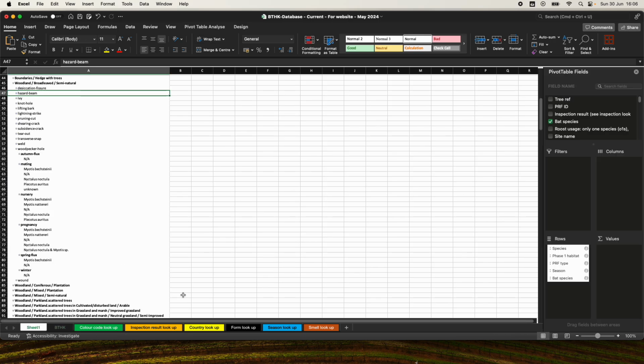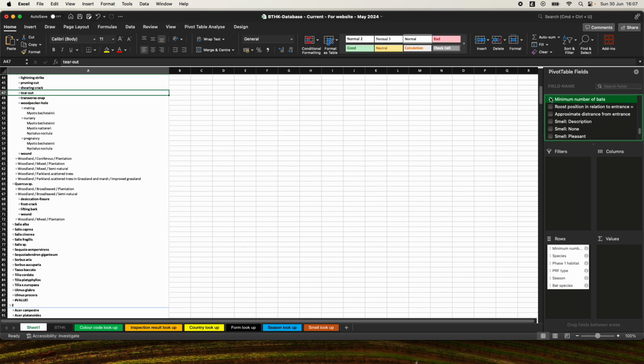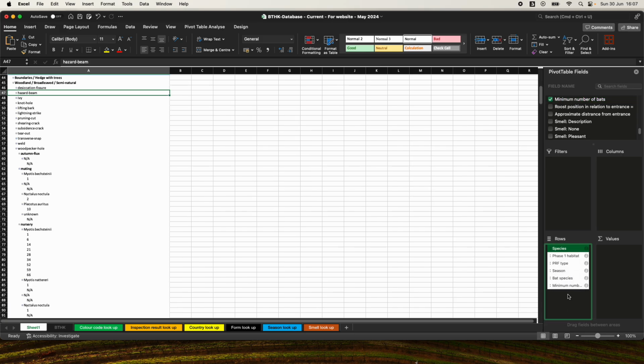So the alternative option you have is you can just add it into the pivot table here. So instead of going through the original database, we just go to here and we are looking for minimum number of bats. And assuming that ends up in the right place, which it hasn't, it's ended up at the top here, which is a pain. So we're going to put that down at the bottom. Minimum number of bats. Here we go.